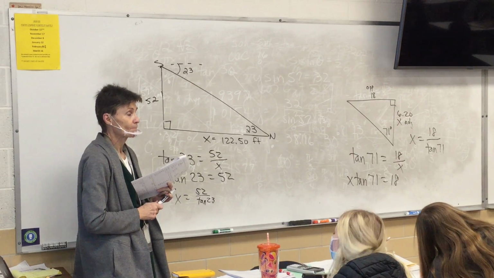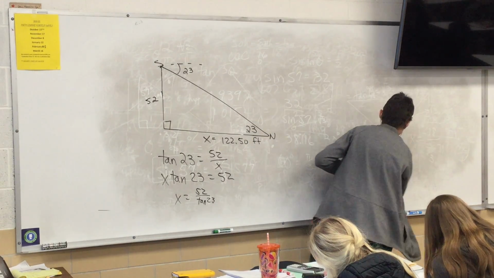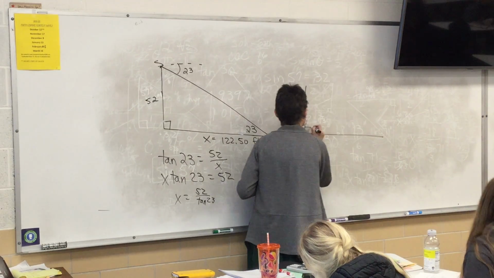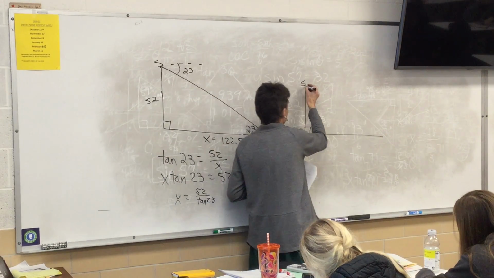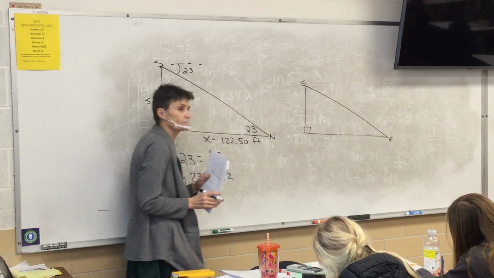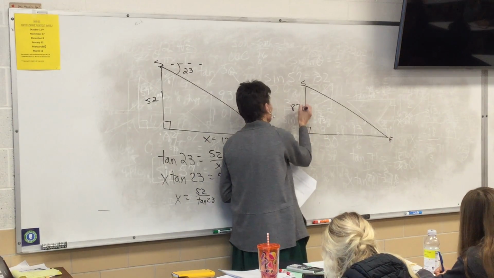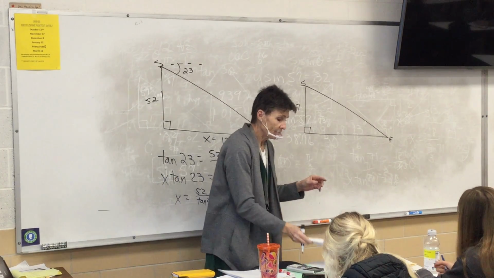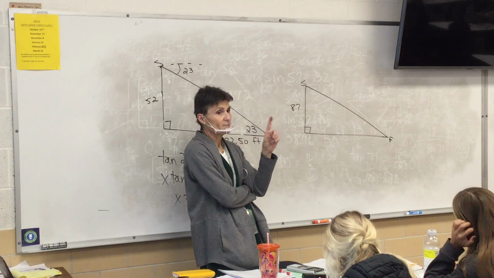Next, we had a seagull on the top of a lighthouse. So here's our lighthouse. Here's our seagull. And he spots a fish in the water below. So he's looking down, he sees a fish. The gull is 87 feet above sea level. And the gull is 230 feet from the fish.